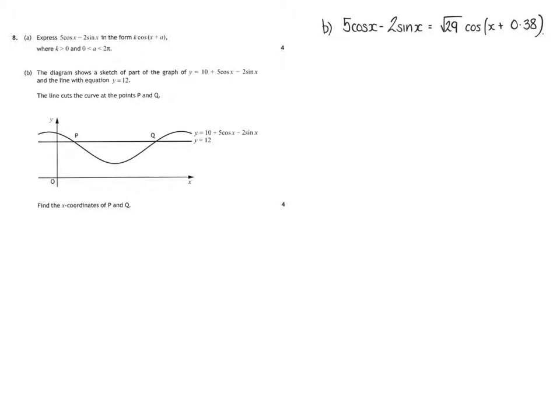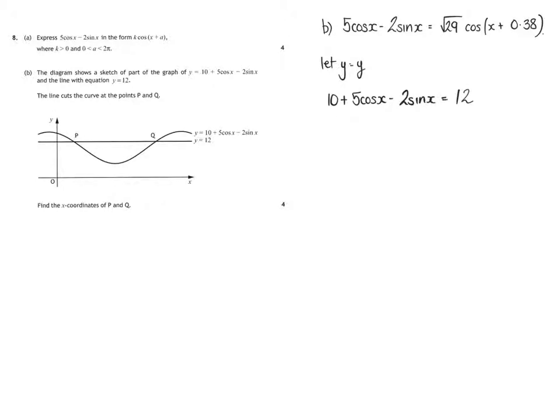So for part B we have a diagram that shows a sketch of part of the graph of y equals 10 plus 5 cos x minus 2 sin x, and the line with the equation y equals 12. So we've got the line cuts the curve at points P and Q, so find the coordinates of P and Q. Right, so what we do is we're going to let y equal 12. So we're going to have 10 plus 5 cos x minus 2 sin x is equal to 12.